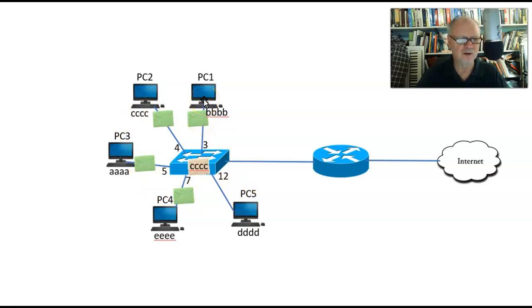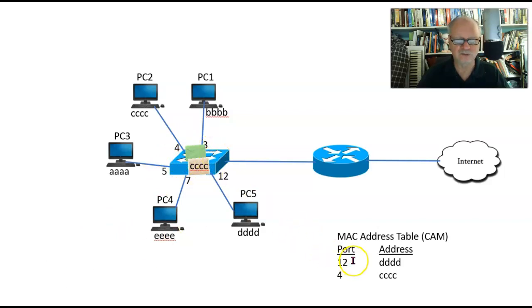Now PC1 and PC3 and PC4 are going to ignore it, they're going to drop the frame, but PC2 is going to send this response, this reply, back to the switch. So once it arrives at the switch, now the switch can record, oh, CCCC is associated with port 4. So it writes that in its MAC address table. Notice it's always on the incoming frame, never an outgoing frame, never an egress, but always an ingress frame on which it records for the MAC address table.